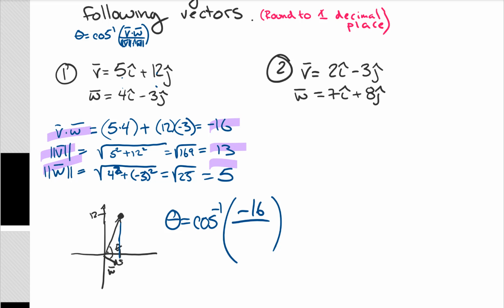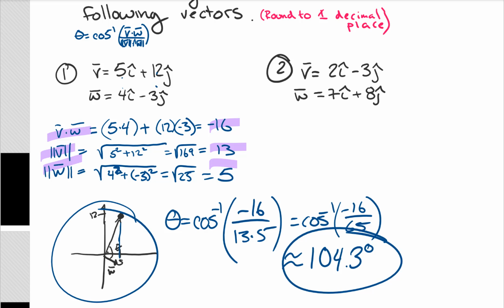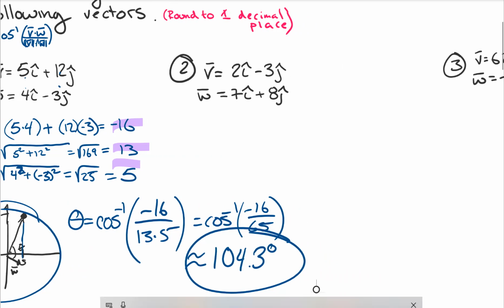13 times 5 is 65. So punch it in a calculator. I didn't even look. What's it going to be? Cosine inverse of negative 16 divided by 65. Well, shoot, this looks to be about 104.3 degrees. And there's our solution for number 1. All right, so my lovely drawing was a little bit off. Need to be a little bit better.